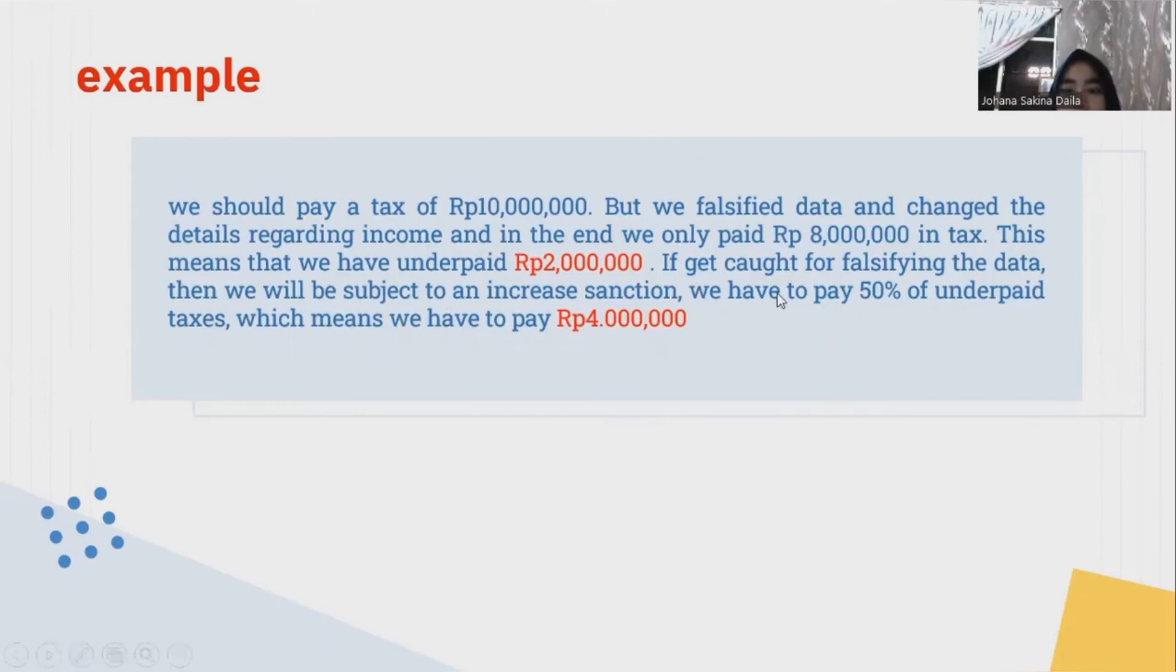If we get caught for falsifying the data, then we will be subject to an increased sanction and get penalty to pay 50% of underpaid tax, which means that we have to pay 4 million rupiah. That's all for me, and the next material will be explained by Nisa.